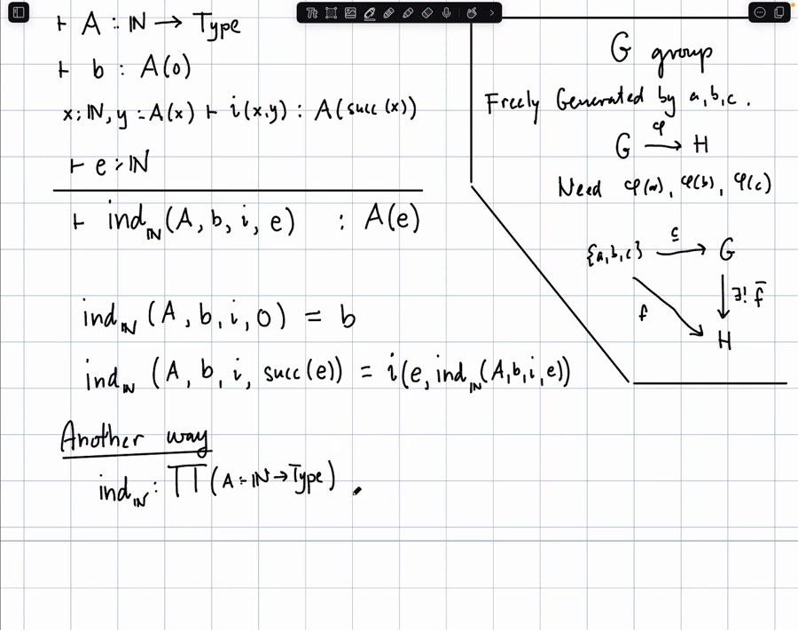Okay. So it takes a family like this. Then it takes a base case. And it takes the induction step. So let's write what the induction step does. It takes something which, given any x in natural numbers, takes you from A of x to A of successor of x.